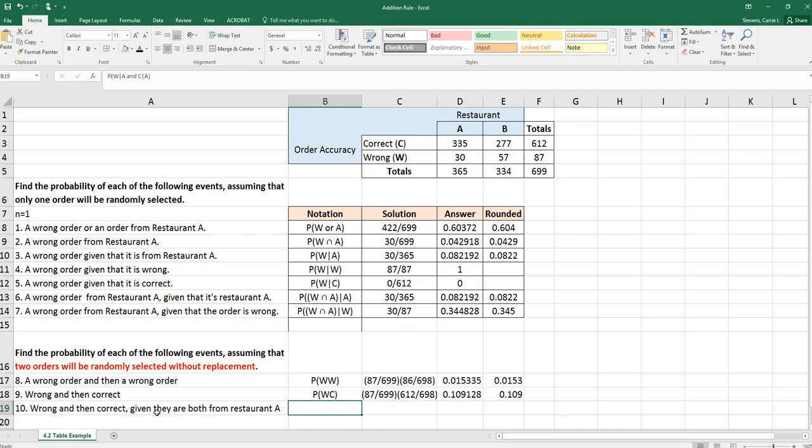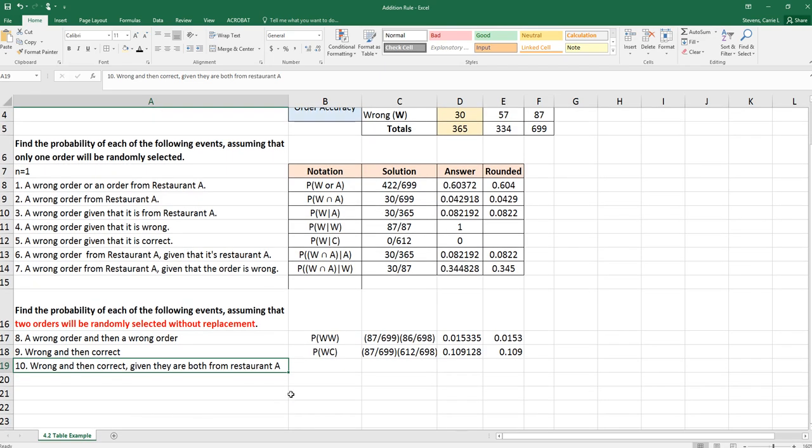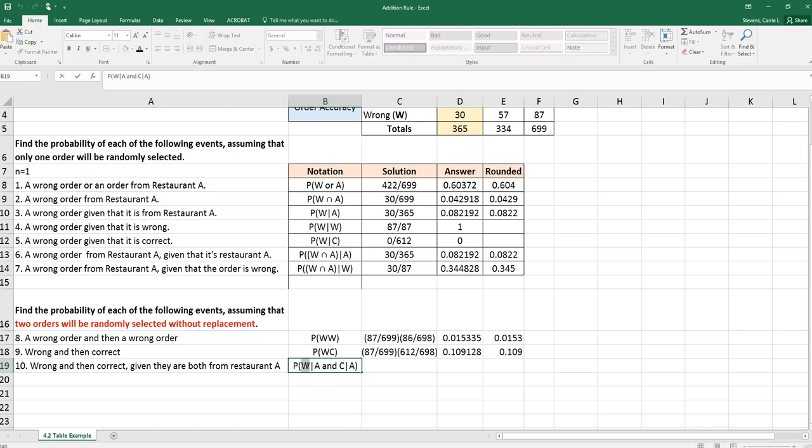Number 10, wrong and then correct, given that they are both from restaurant A. Right, so that would mean that every time that we do a selection, we're only interested right now, we're focusing in on these, because they're both going to be from restaurant A. That's a given assumption, right? So in notation, it would look like on the first event, given that you're selecting from A, it's a wrong order. And then on the second event, given that it's from restaurant A, it's a correct order.